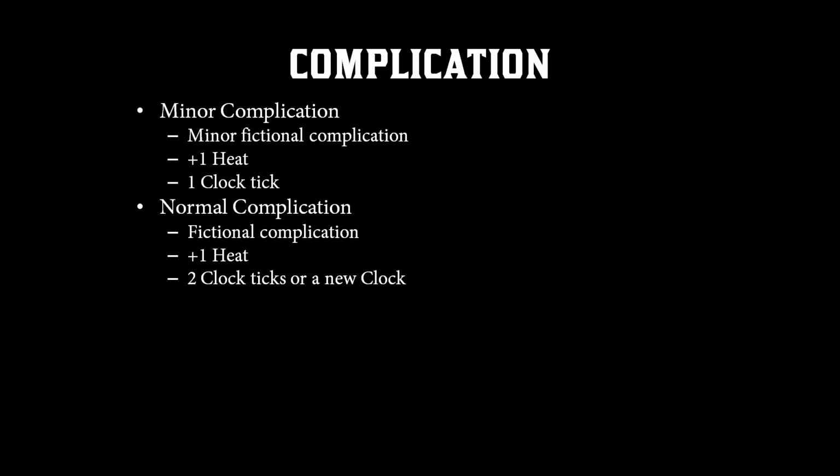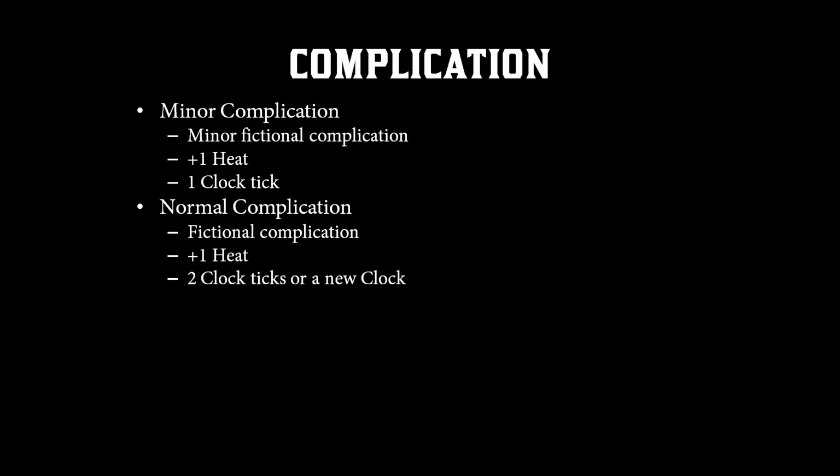Next we have a normal complication. That could be a standard kind of fictional complication. Again, nothing too severe, but something that will put the PC off balance on their back foot, that kind of thing. Or it could be +1 heat again, or 2 clock ticks on a danger clock, or a new clock entirely.